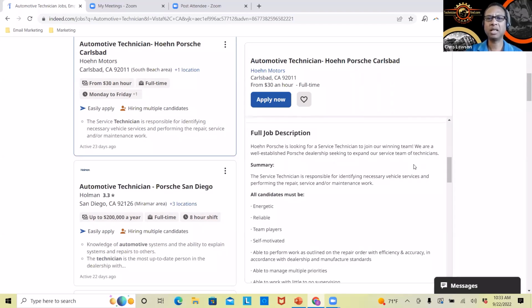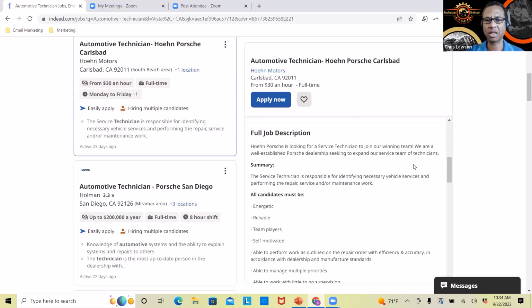They immediately began talking about what they want. They are looking for a service technician. This is what we want, to join our winning team. We are a well-established Porsche dealership. So it's we, I. They basically have given us no benefit.